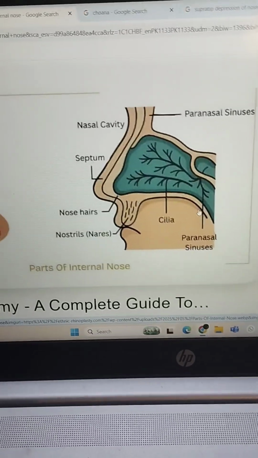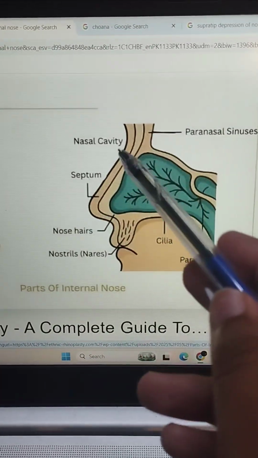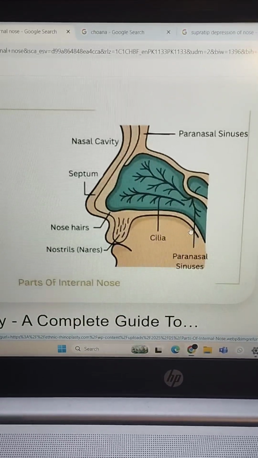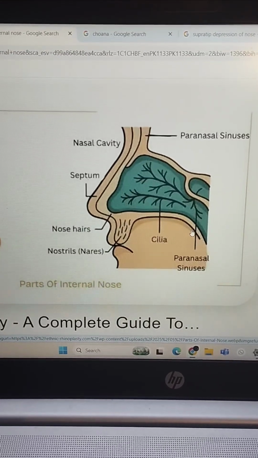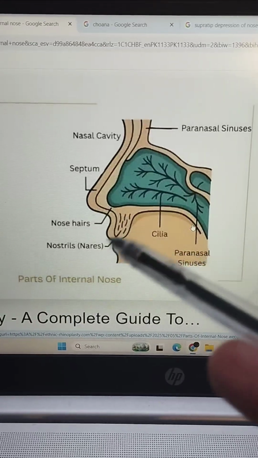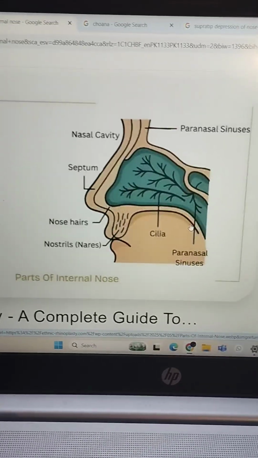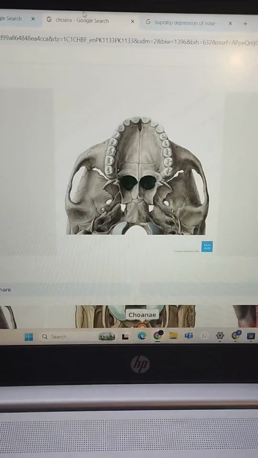Let's talk about the internal nose. So the internal nose is divided into right and left nasal cavities by the nasal septum, and the nasal cavity is going to communicate with the exterior through the nares or the nostril, and it is going to communicate with the nasopharynx through the posterior nasal aperture or the choana.